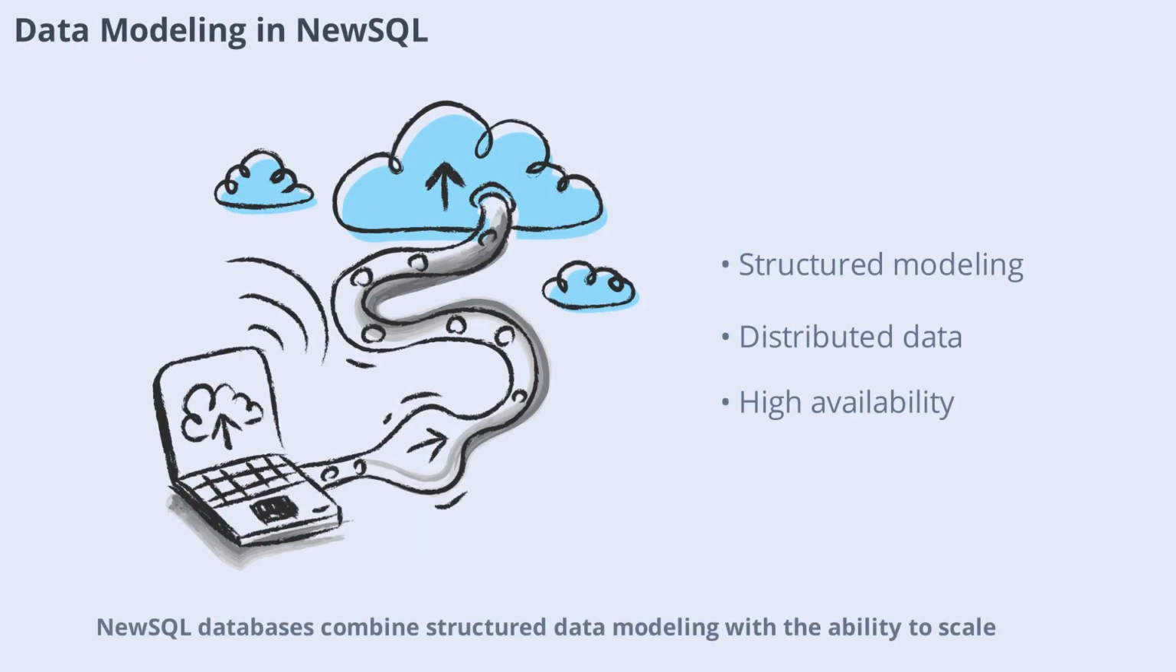NewSQL databases combine structured data modeling with the ability to scale. You still define tables and relationships, but the underlying architecture supports distributed data and high availability. This allows you to maintain data integrity while handling large, complex workloads. NewSQL systems often include tools to help automate data distribution and replication, making them easier to manage at scale.